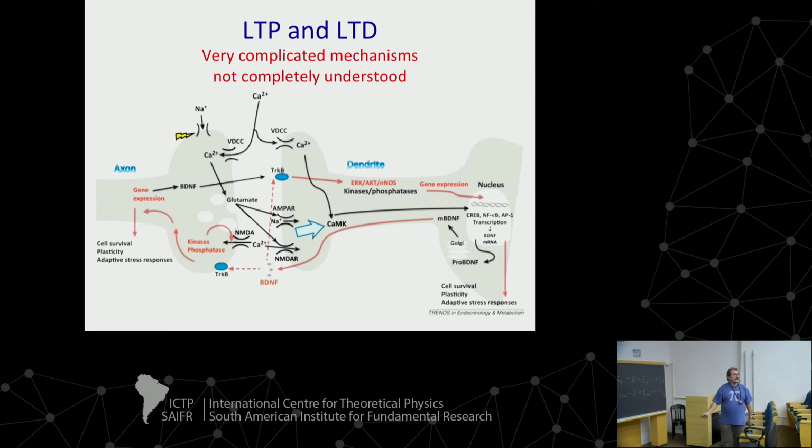The mechanisms underlying LTP and LTD are very, very complicated, so this is a task for you, not for me, because computational neuroscientists are more interested in the behavior of networks than in the behavior of single synapses. Here you have a cartoon of different mechanisms involved in LTP and LTD. It's an active area of research. Still, we don't understand all the mechanisms. But anyway, they are very complicated.